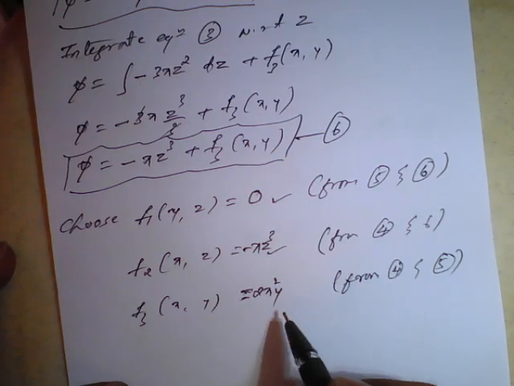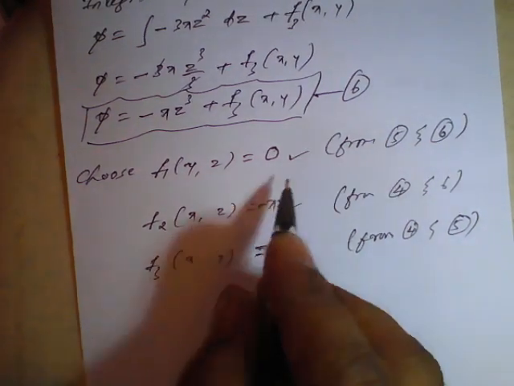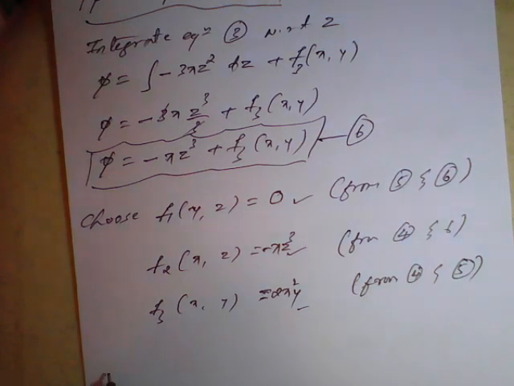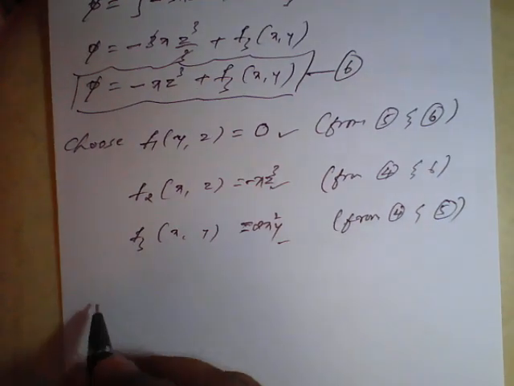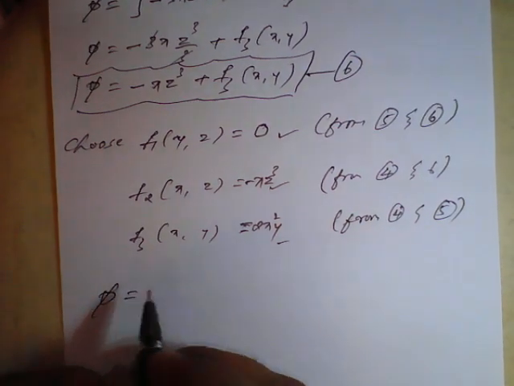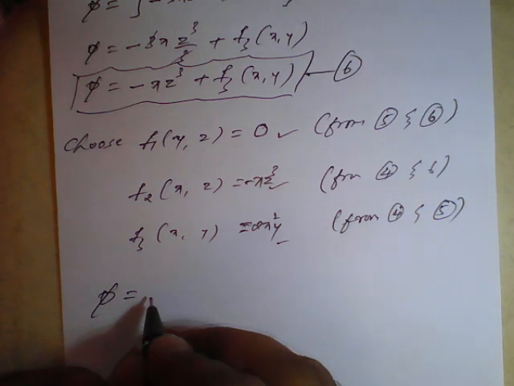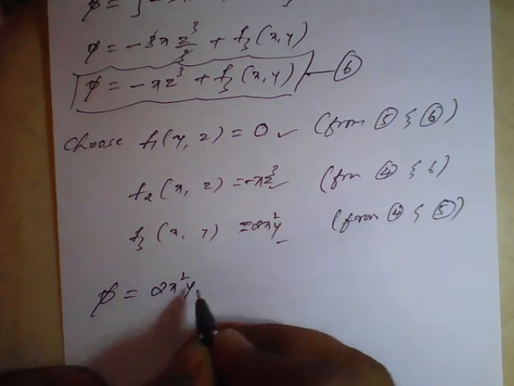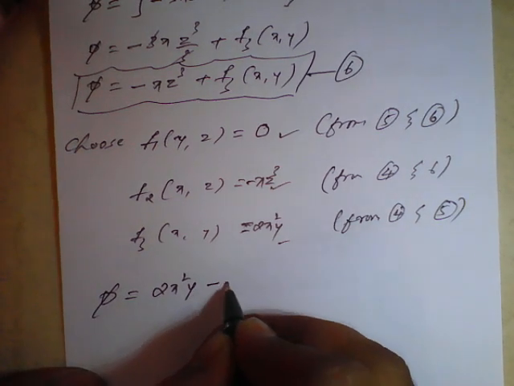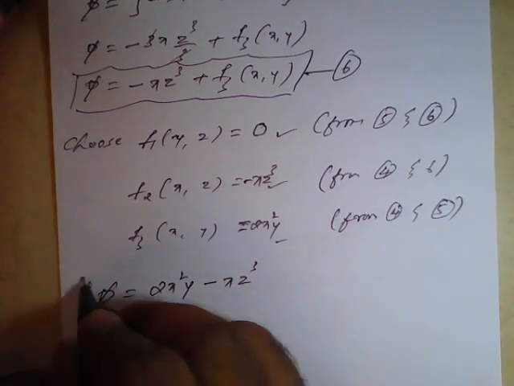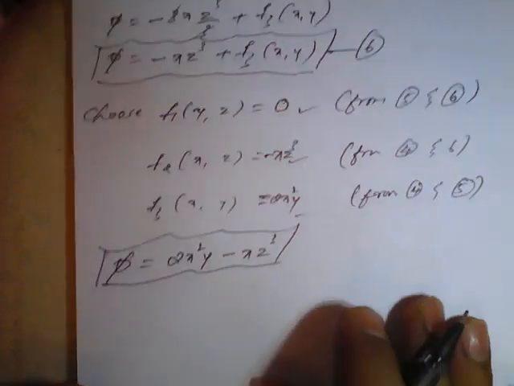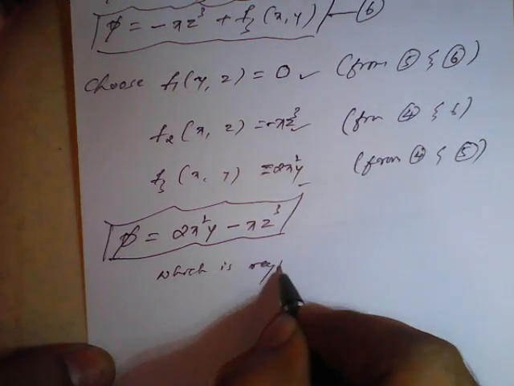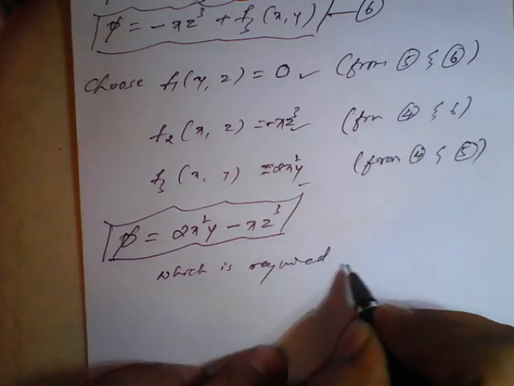So therefore if you apply these values in all equations 4, 5, 6, we'll get a common φ, which is nothing but 2x²y minus xz³. This is the required scalar function.